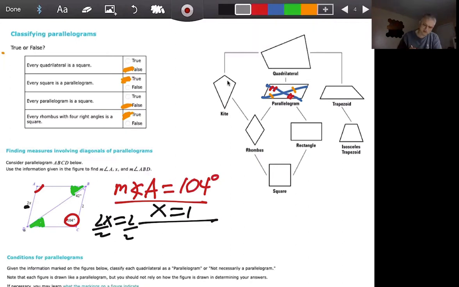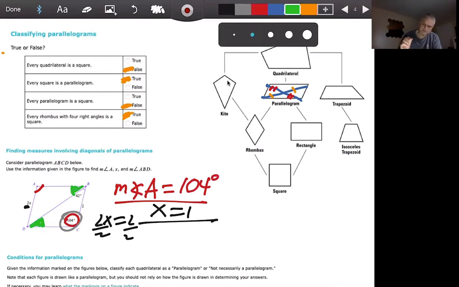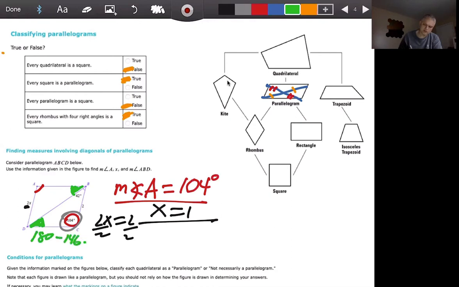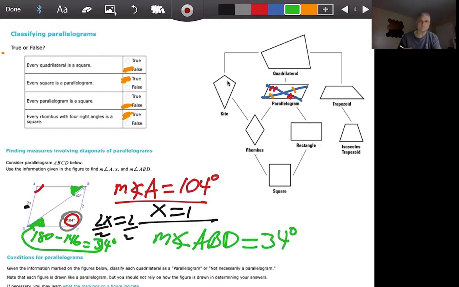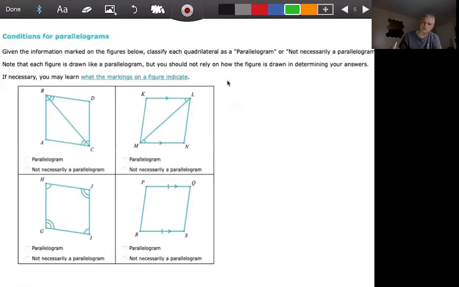Well, look at this. Here's a triangle, and we know that triangles have an interior angle sum of 180 degrees. So in that triangle, we have a 104 and we have a 42, which add up to 146. So you simply take 180, subtract 146, and you've got 34 degrees. So that is angle BDC, which is congruent to angle ABD. So the measure of angle ABD is 34 degrees. Okay, looking good. Let's move right along here.